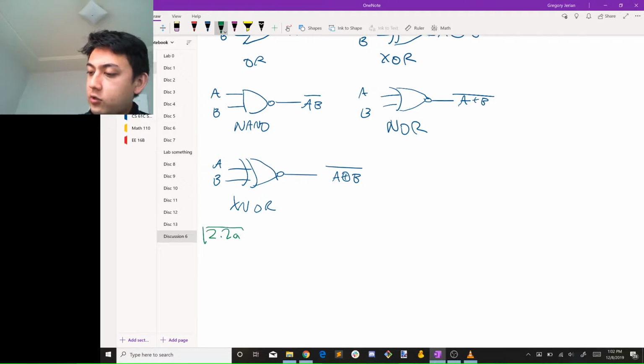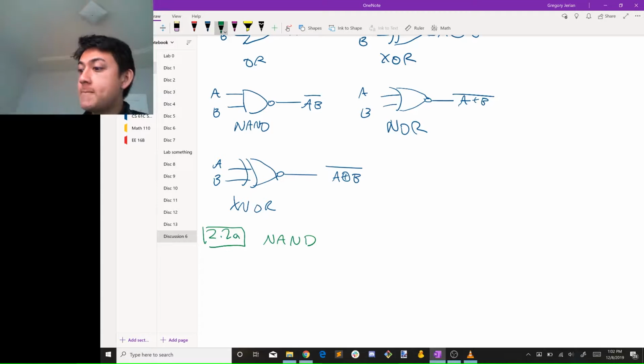2.2a asks us to write out a NAND gate in terms of AND and OR. So you'll notice that a NAND gate is basically just not AND. And so the answer is just this: not (A and B). But what if we got some sort of gate that wasn't obviously NAND or NOR, and we couldn't just write out the expression for it so easily?